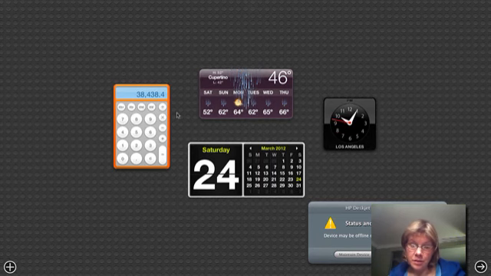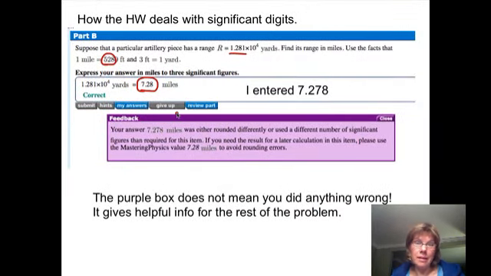It's something your calculator essentially made up because it interpreted what you said as 7.28000000. So when you're on the online homework and you see this, it doesn't mean that you did something wrong. It's giving you feedback. It's a good thing when you get this purple box. It's giving you the number that you really should use later in the problems.